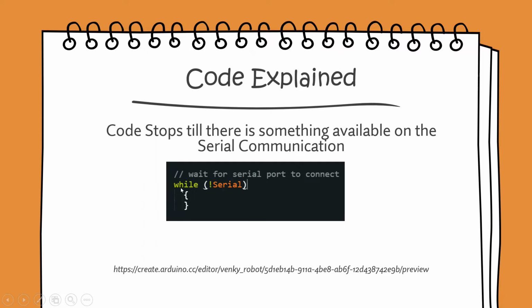As we saw, we first have Serial.begin, and then we have this while loop. What this does is that as long as the serial is not available, the condition for the while loop remains true. And since there's nothing in the while loop, this basically means that our code waits here.